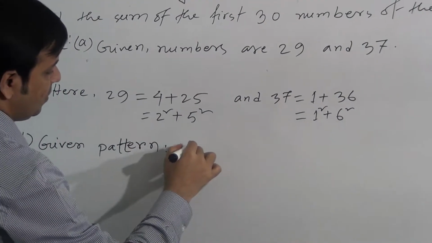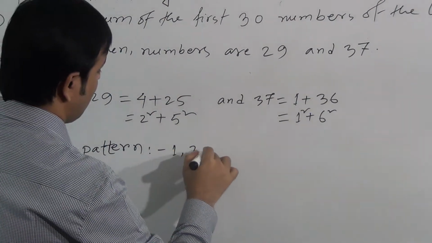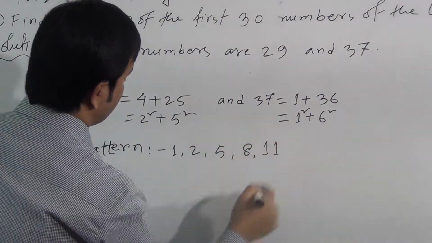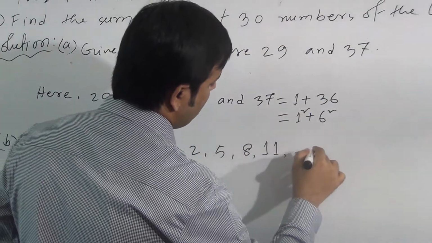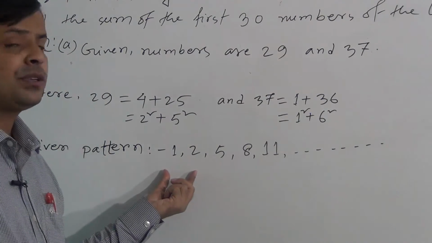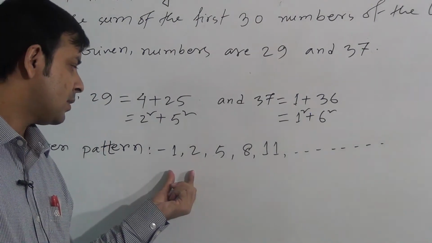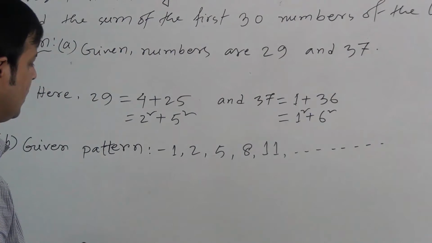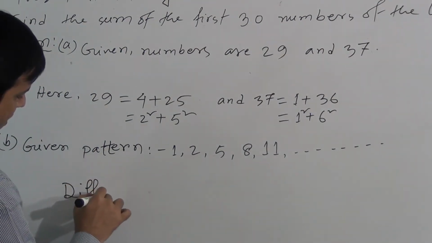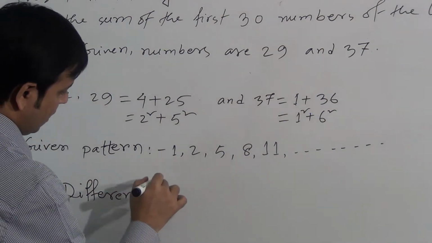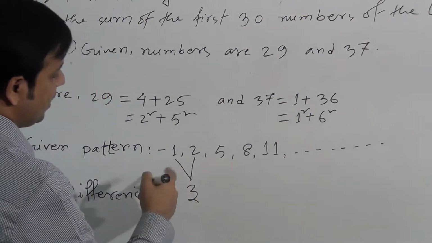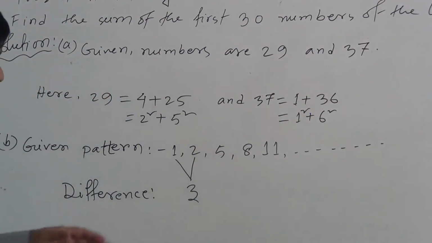The pattern is -1, 2, 5, 8, 11. Now we can find the difference between two consecutive numbers. Okay dear students, now see. I'll show the difference here. What is the difference of these two numbers? The difference will be 3. We have to subtract the smallest number from the largest number.